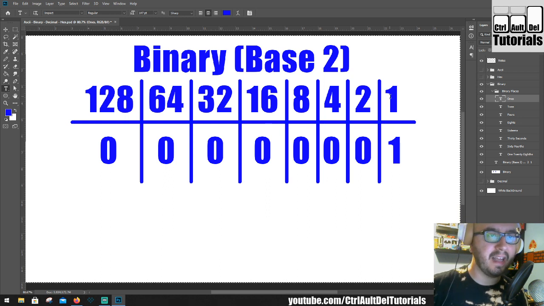So that means I can count from 0, because if this is a 0, it means I have 0 ones, 0 twos, 0 fours, 0 eights, 0 sixteens, 0 thirty-twos, 0 sixty-fours, and 0 one hundred twenty-eights. So if I had a 1 in all of these, let me change these over to a 1.